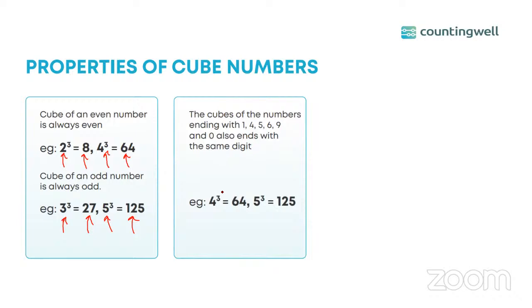Let us see one more property. The cubes of the numbers ending with 1, 4, 5, 6, 9, and 0 also end with the same digit. For example, if we take the cube of 4, then we have 64. Note that 64 ends with 4. So the cube of 4 ends with the same digit 4. Again, if we take the cube of 5, note that the cube of 5 ends with the same digit 5.